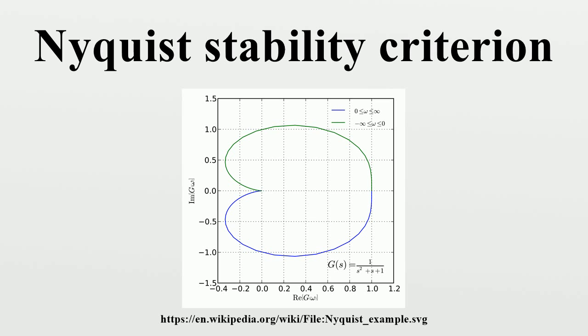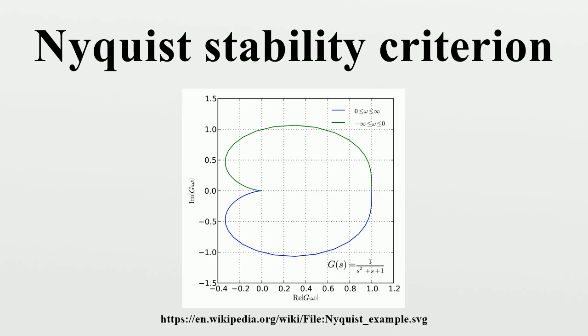If the open loop transfer function is stable, then the closed loop system is unstable for any encirclement of the point minus 1. If the open loop transfer function is unstable, then there must be one counterclockwise encirclement of minus 1 for each pole of L in the right half of the complex plane. The number of surplus encirclements is exactly the number of unstable poles of the closed loop system.